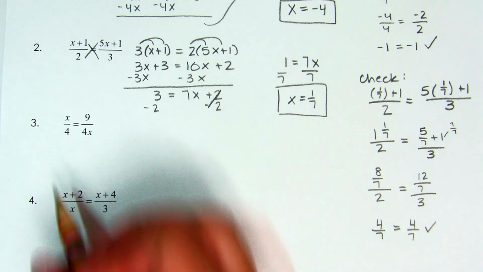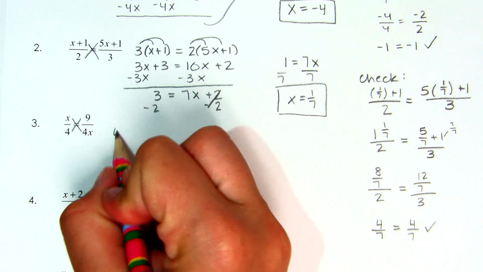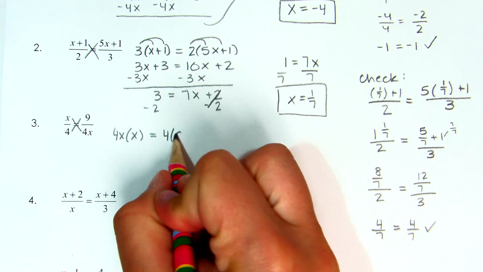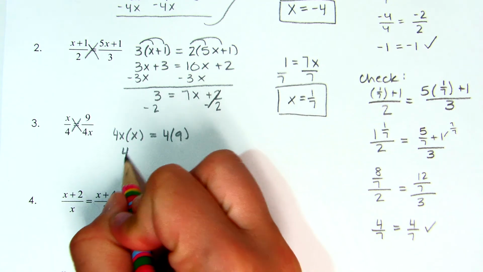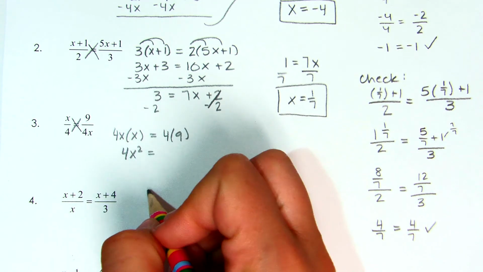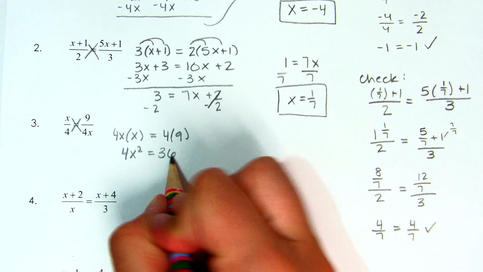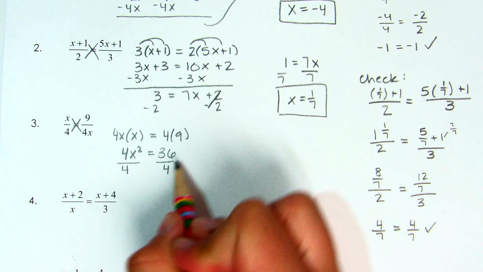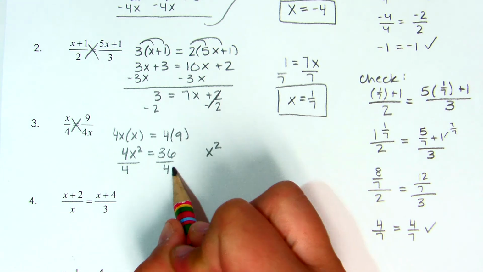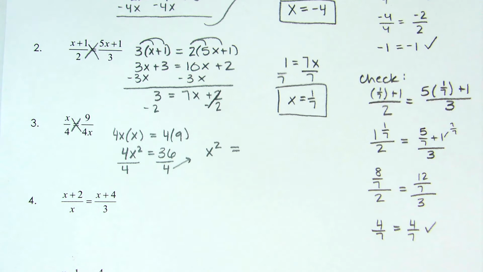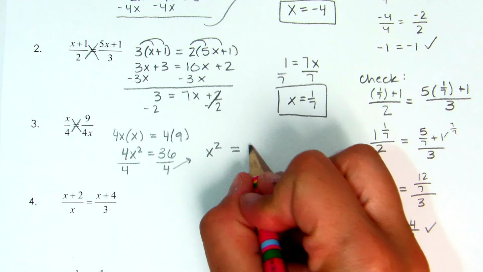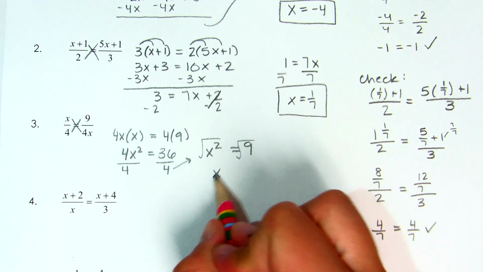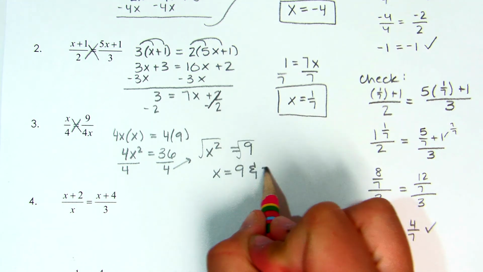Okay, on to number 3, cross multiply. So I have 4x times x equals 4 times 9. 4x times x is going to be 4x squared. 4 times 9 is 36. I had to get x squared alone, so divide by 4. So now I have x squared equals 9. And take the square root of both sides. So x equals 9 and negative 9.